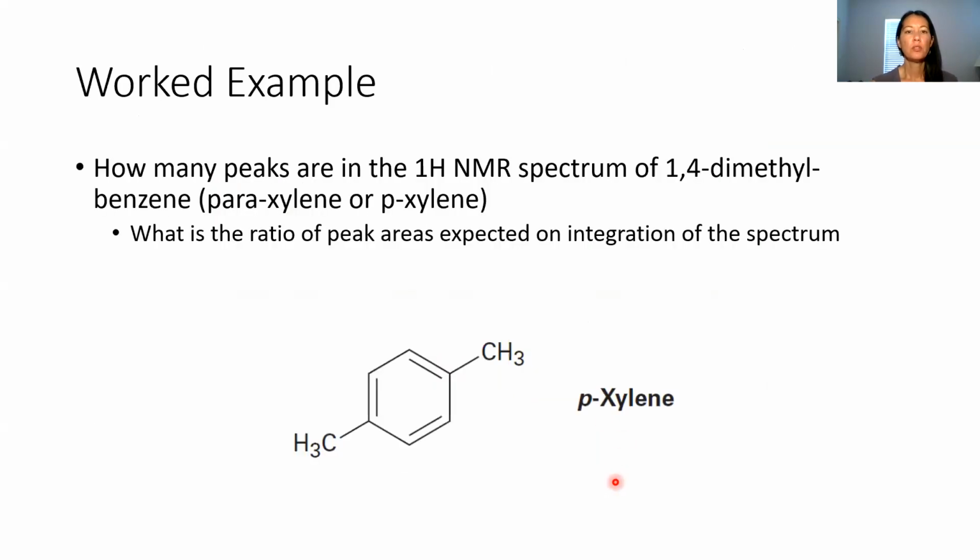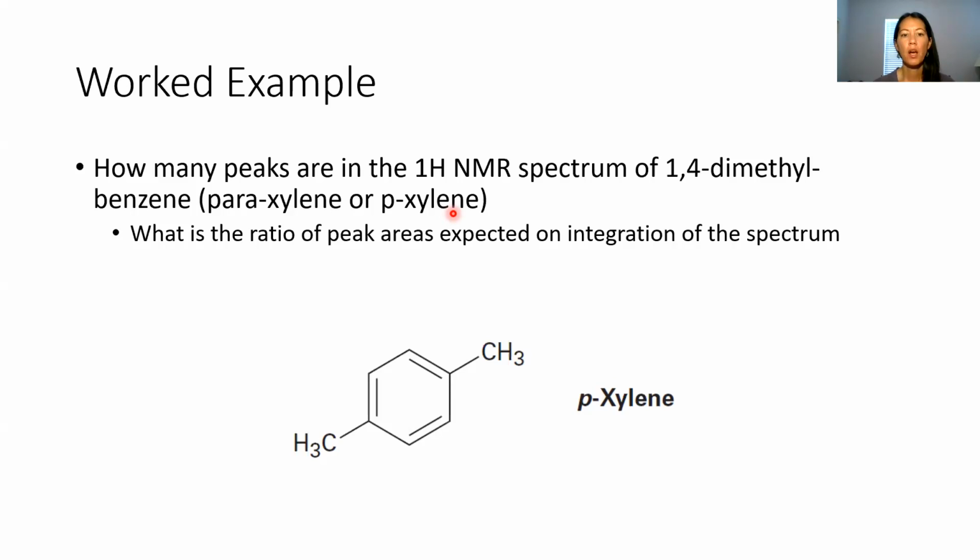We're going to use what we just learned to predict the type of spectra we should get from this compound, paraxylene. So this is a benzene ring with 2 methyl groups attached, one at the 1 position, one at the 4 position. When you have 1,4 substitution, we call that para, or just p-xylene. So I want you to look at the structure. Notice the symmetry of the structure.